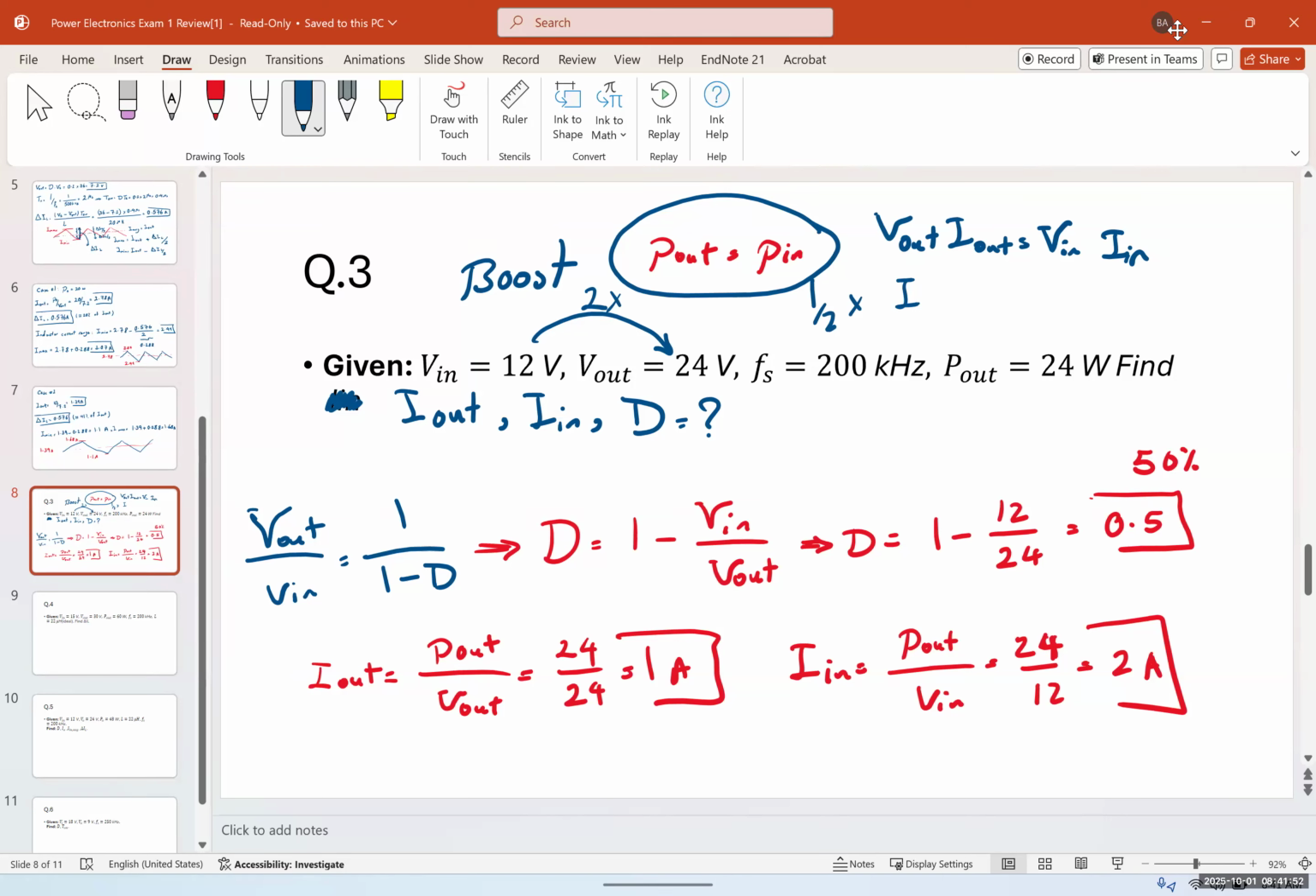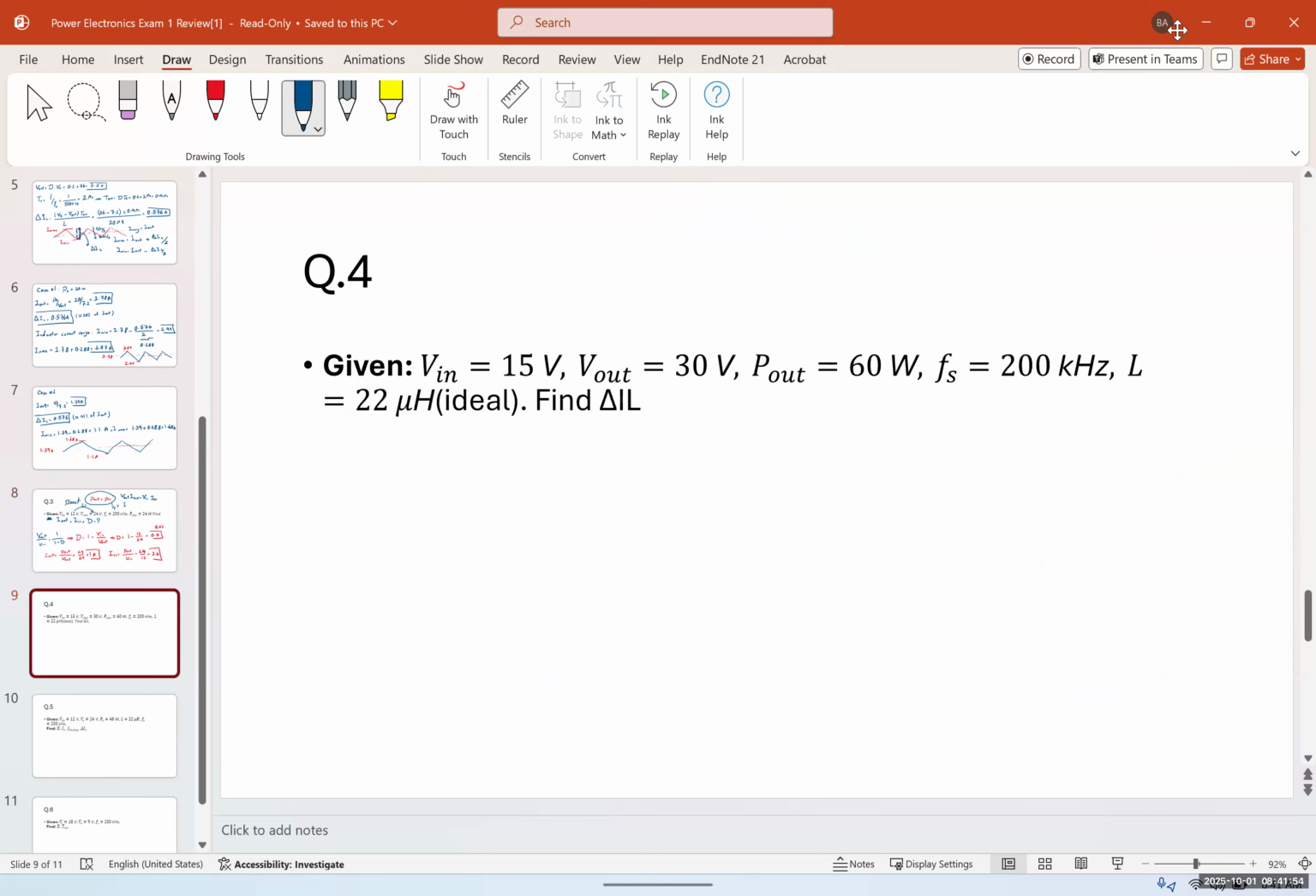Can I go to the next question? Yes. Okay. So given Vin is 15, V out is 30, P out is 60 watts, Fs is 200 kilohertz and L is 22 microhenry. We want to find the ripple current delta IL.